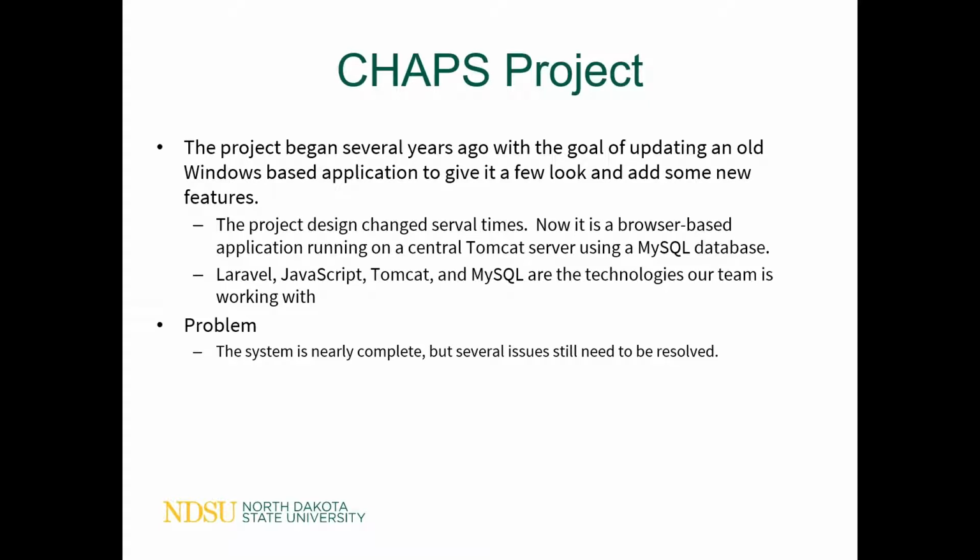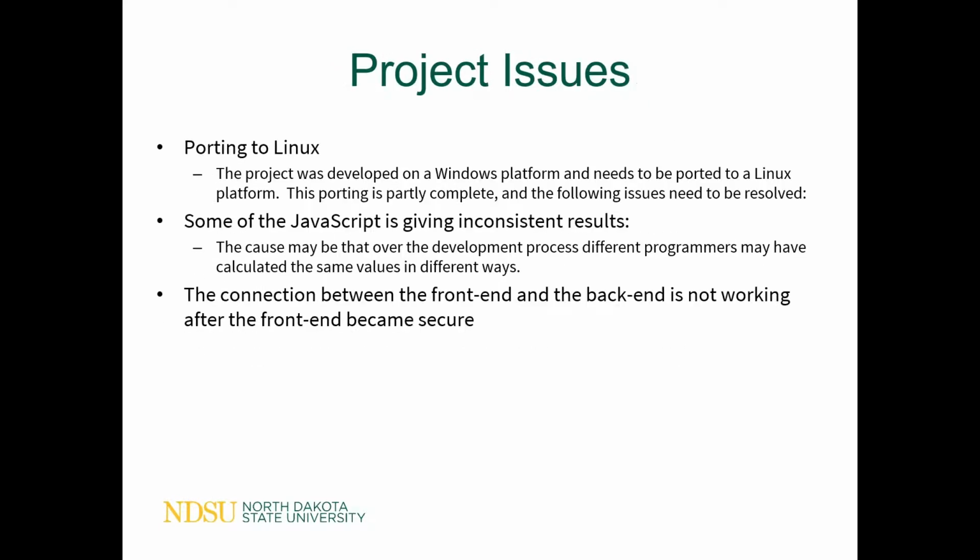The problem that we were tasked with fixing was that the system was mostly complete, but there were some really core bugs that needed to be resolved before it could be released. Some of the issues that we were tasked with fixing were the port to Linux, which was partially complete, but still had some issues preventing it from working. We also were working with some of the JavaScript that was giving inconsistent results in some of the PDFs that were being compiled. And we were also tasked with looking at the connection between the front end and the back end, which was not working since the front end became secure.